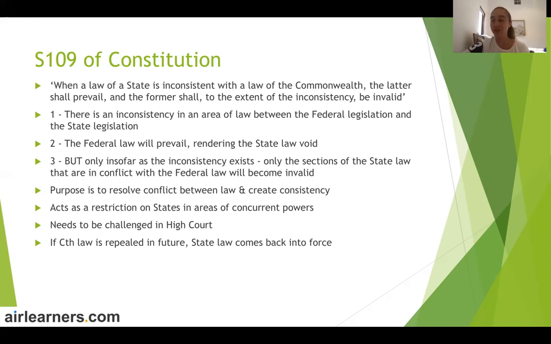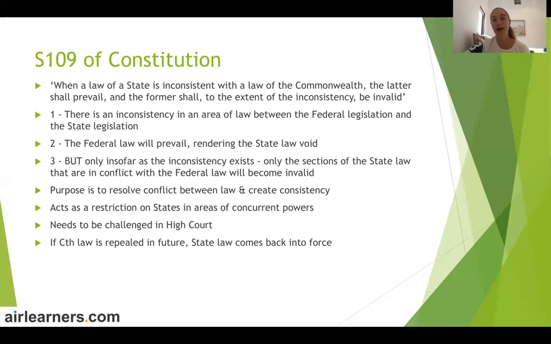Section 109 actually acts as a restriction on state parliaments, because remember, talking back to concurrent powers, concurrent powers are areas that both states and the federal parliament can make laws on. However, as per Section 109, as soon as the Commonwealth makes a law in an area of concurrent power, the state has no power to change it. They have to either pass the same law, or if they were to pass an inconsistent law, it would be rendered invalid under Section 109. So Section 109 restricts the state lawmaking powers significantly, and we'll explore that in the McBain case in a second.